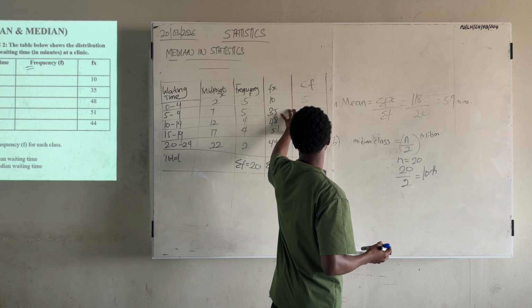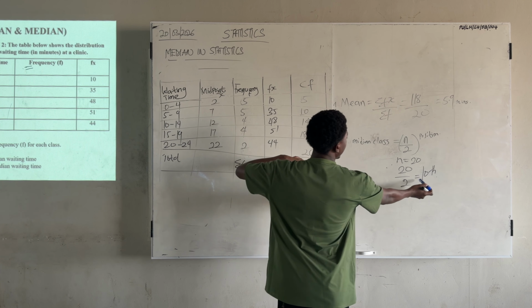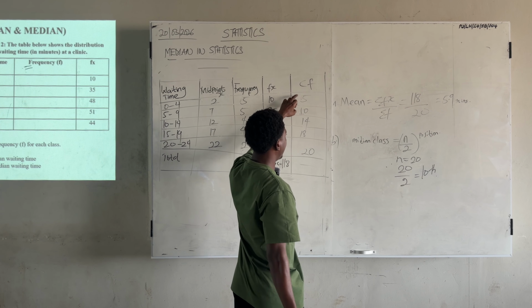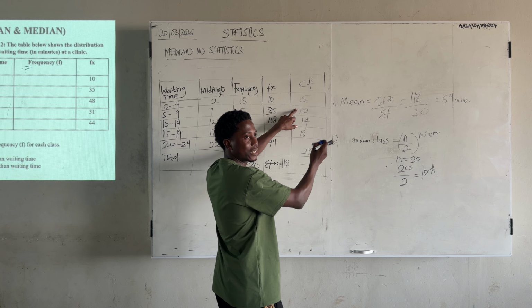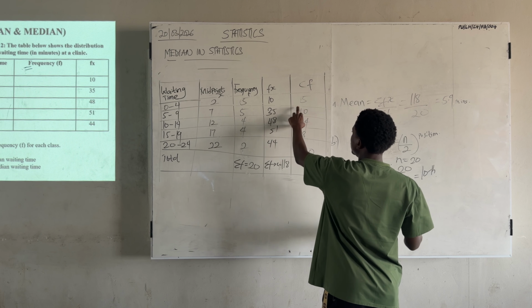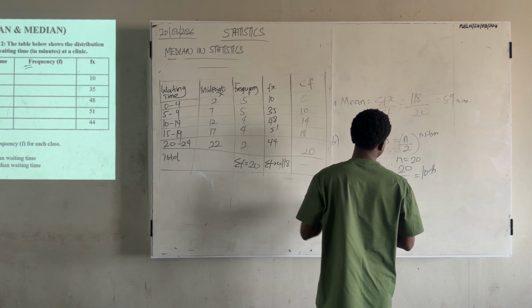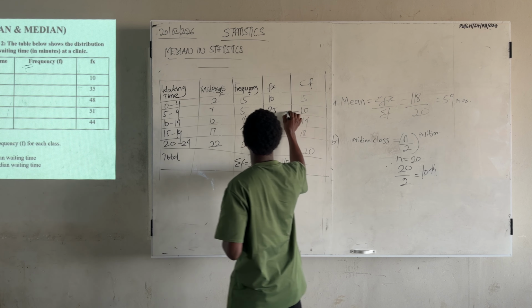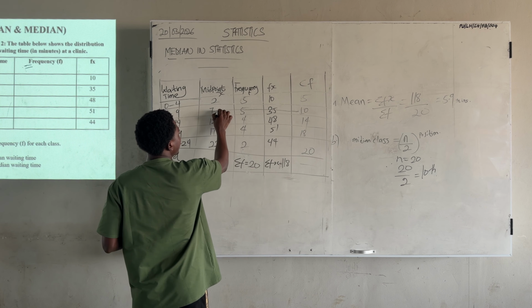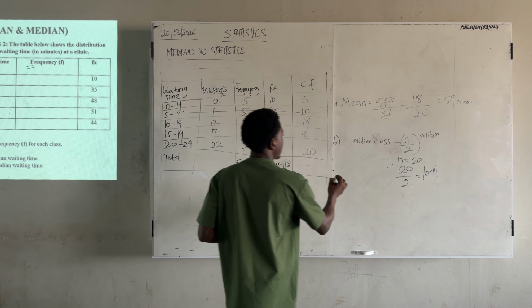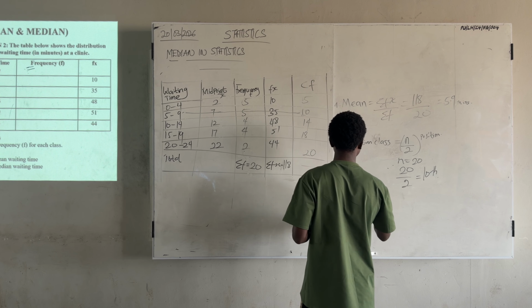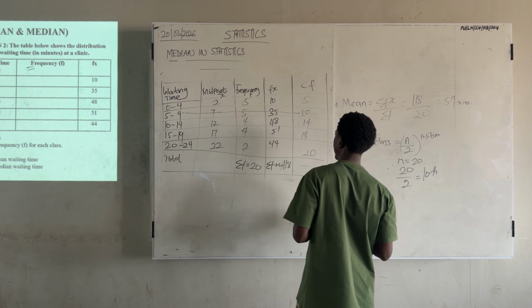Let's come to our CF. We are tracing the 10th position on our CF. 10 is more than 5, so it is not applicable over here. 10 and 10, yes, so it is in the 8. So let's trace the 10 to the class. If you trace the 10 to the class, what do you have? That is 5 to 9.